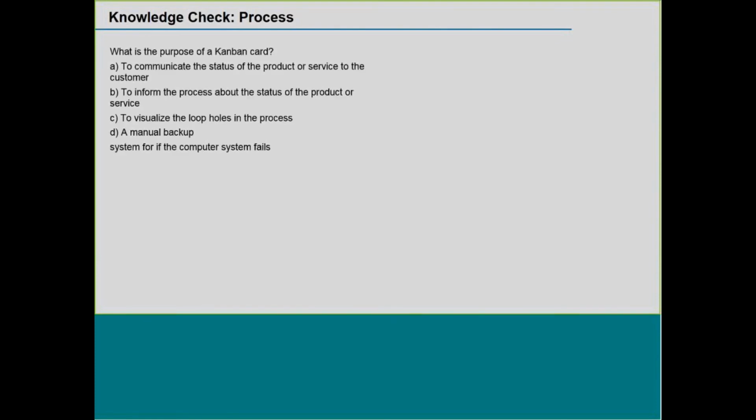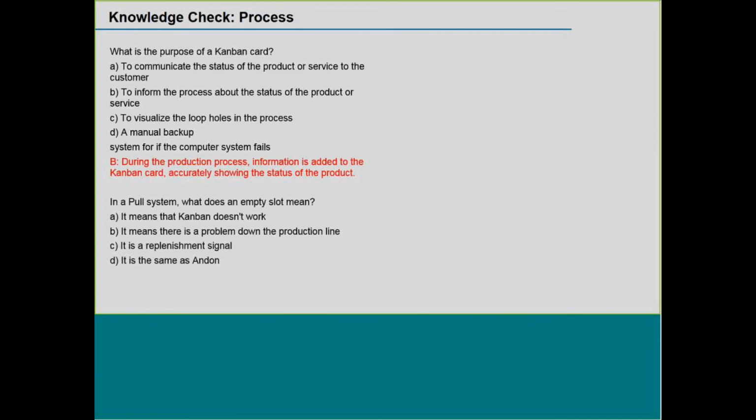Let's do a quick knowledge check on process. What is the purpose of a Kanban card? A, to communicate the status of a product or service to the customer. B, to inform the process about the status of the product or service. C, to visualize the loopholes in the process. Or D, a manual backup system for the computer system files. And the answer here is B. Now make sure that during the production process, information is added to the Kanban card, accurately showing the status of the particular product. What's next?